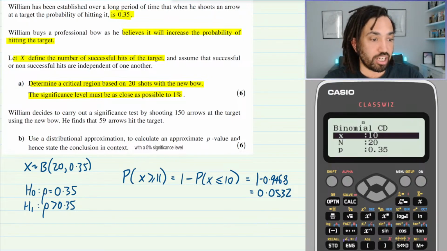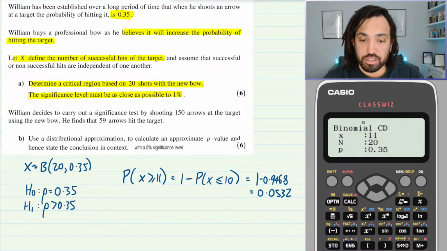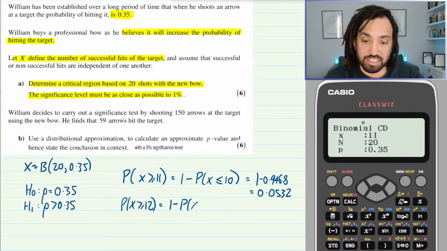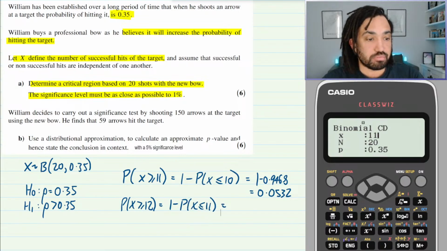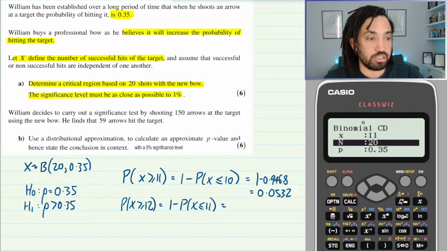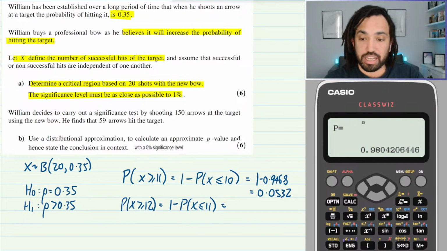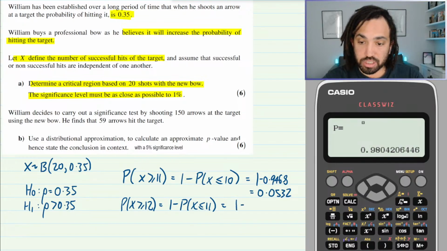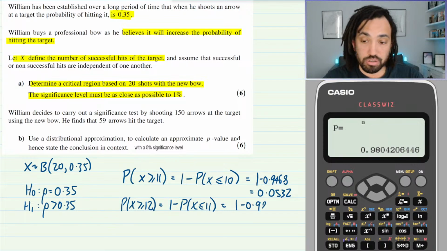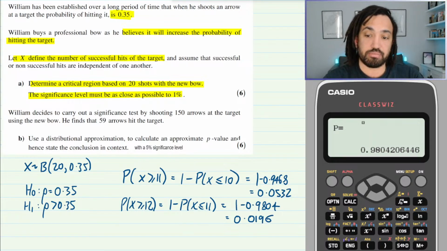So I go back and I go up one more. So this will be me checking the probability that x is greater than or equal to 12, because I'll find the probability of less than or equal to 11 and I'll do 1 minus it. Okay, hit the button. Okay, is that good? Well, I'm still not quite sure yet, but I'll need to subtract that, and that gives me 0.0196.